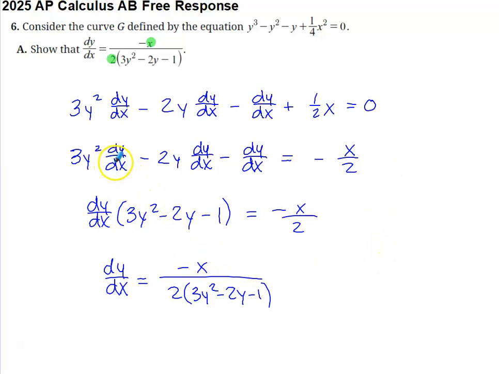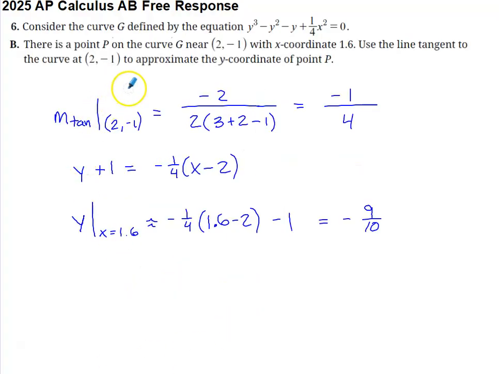I then have dy/dx remaining in every single term that remains on the left side of the equal sign. If I factor dy/dx out as a common factor, I'd be left with 3y squared minus 2y, and then minus 1 when I remove dy/dx from itself. And if I divide the negative x by this set of parentheses, so have this set of parentheses join the 2 in the bottom, I have confirmed what I was trying to show in part A.